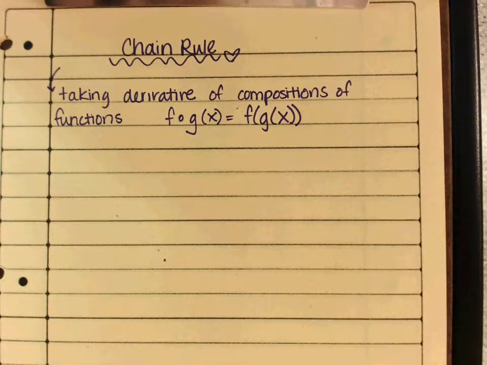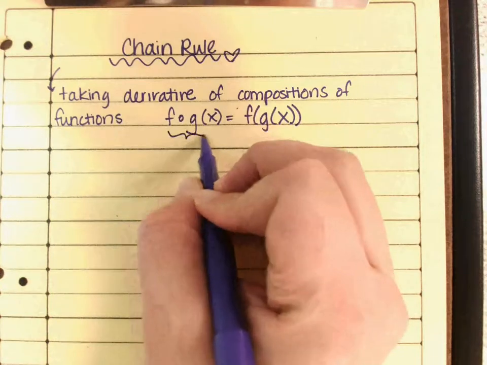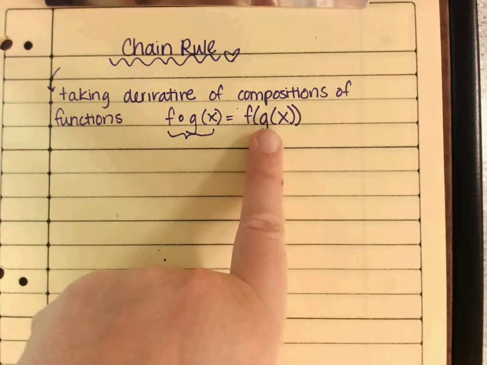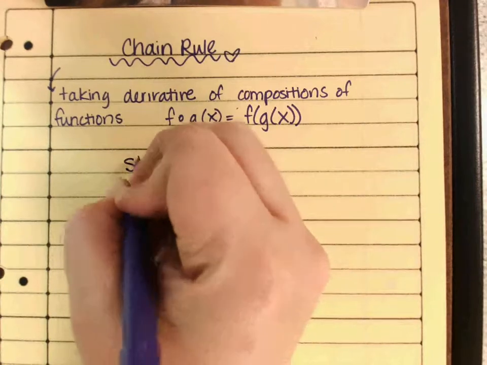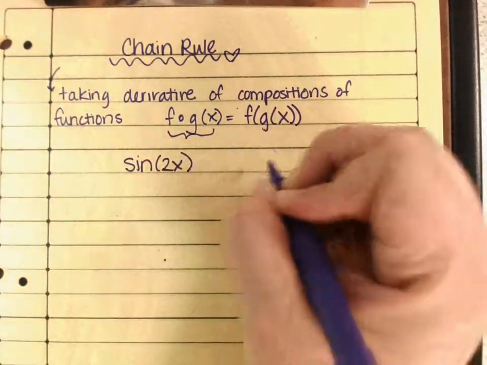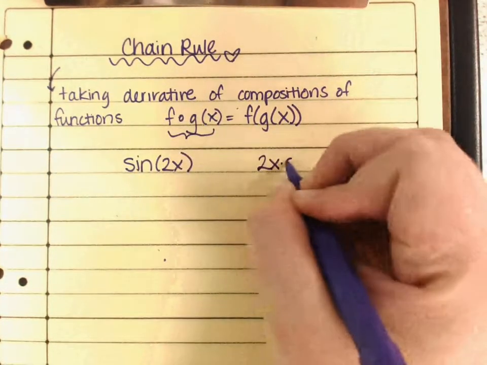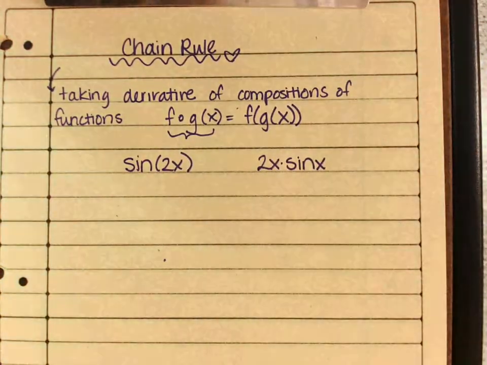The good news for you is that the AP test is not going to use this notation. They're going to give you the right side, which I think is easier most of the time to look at. But we're going to do a quick chain rule or not game. Are you ready? You're going to tell me, is it going to be a composition of functions or not? Ready? Sine of 2x and 2x times sine x. Okay, write them both down.